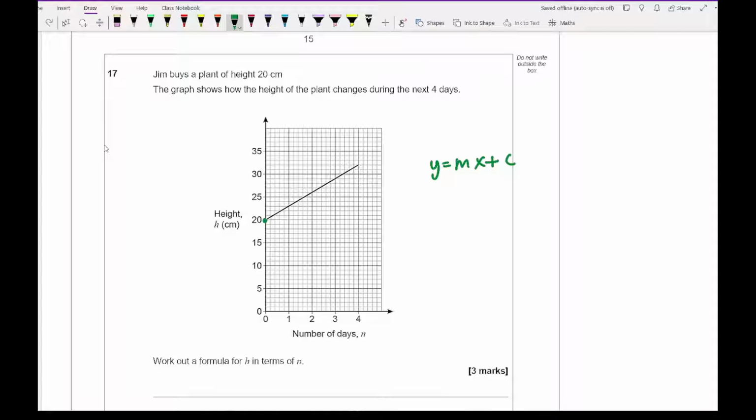It doesn't really matter what side you go for, but I'm going to go for this triangle here. That triangle has a width of 2, and going up is 6. So here m equals 6 over 2, which equals 3. Where it crosses the y-axis is at 20, so c equals 20. So the equation of the line is h equals 3n plus 20.